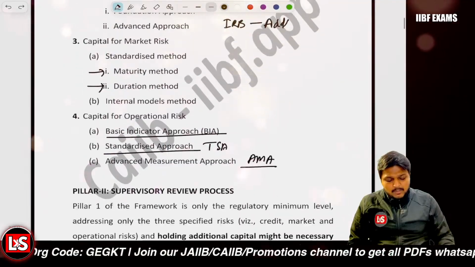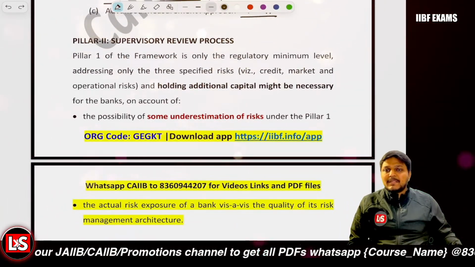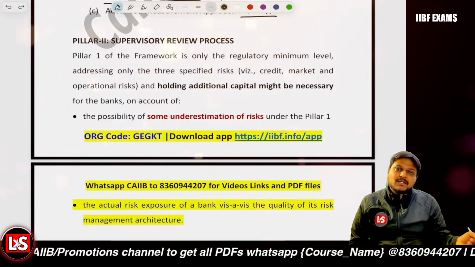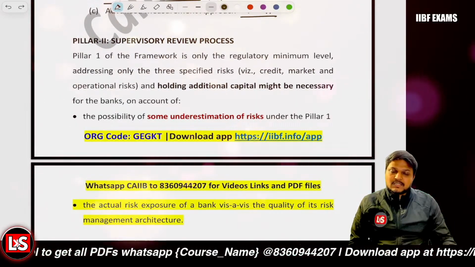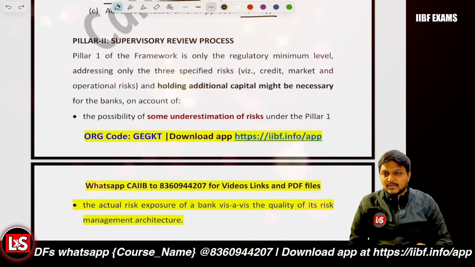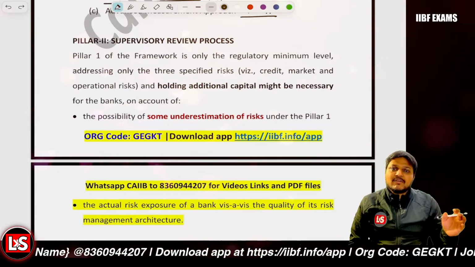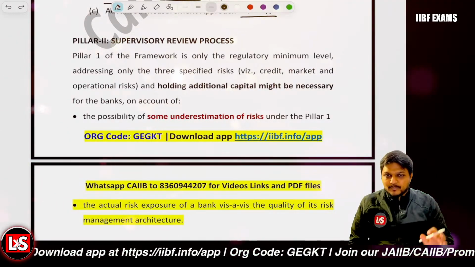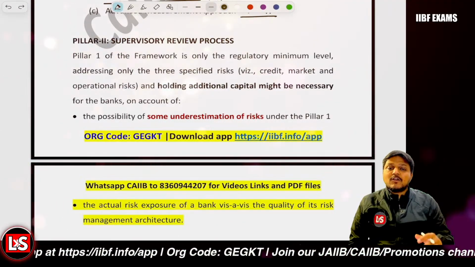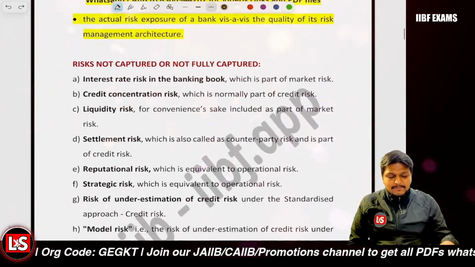And further, if we talk about Pillar 2, Pillar 1 provides a minimum capital, but it does not cover the complete risk. The full risk is not covered over here. So banks have to maintain additional capital so as to cover the residual risk also, so as to cover the actual risk profile also. There are many risks which are not captured fully under Pillar 1.